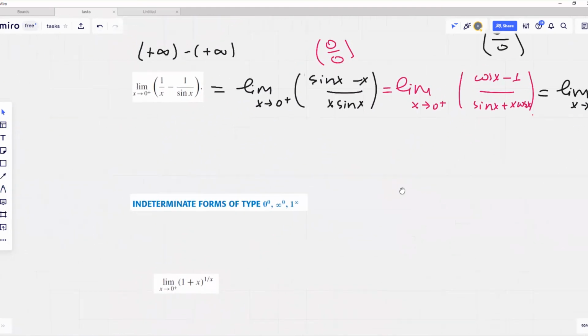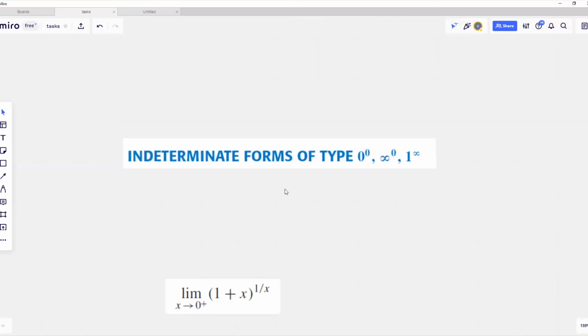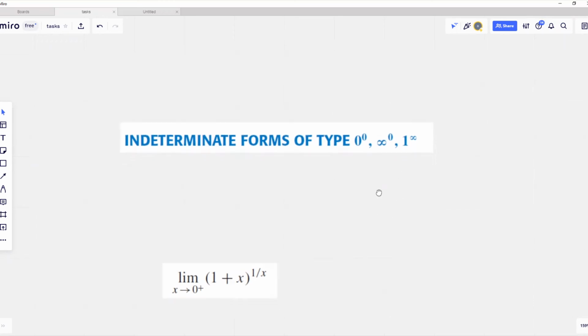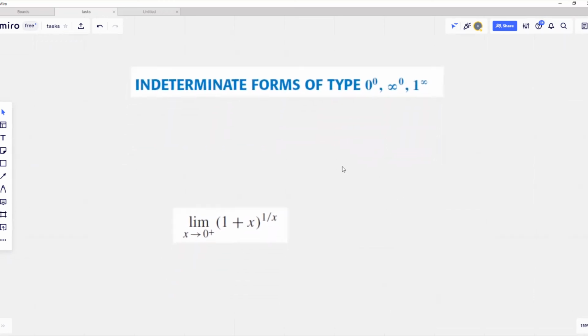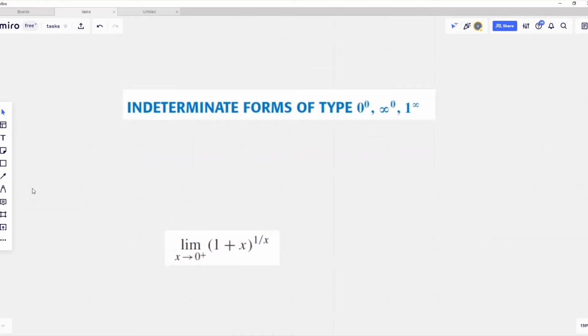Okay, now the next indeterminate forms that we are going to study are the forms of 0 to the power of 0, or infinity to the power of 0, or 1 to the power of infinity. In all of these cases, again, we do not have a direct L'Hopital's rule, so we need to try to bring that into the form of 0 over 0 or infinity over infinity.